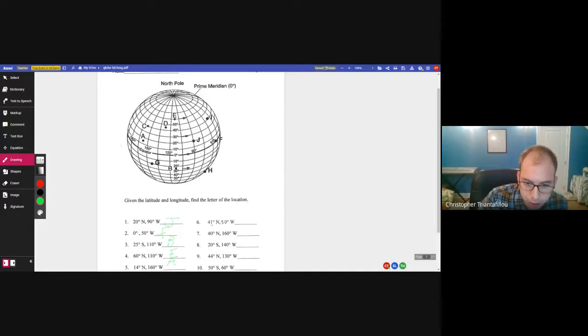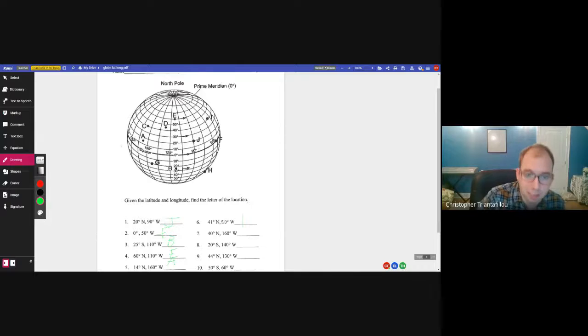And 41 degrees north, 50 degrees west. So let's hit 41. 50 degrees west. So it's not going to be here. We're going to go all the way here, because remember, here's our 60-degree longitude. There's 50, so that's I.